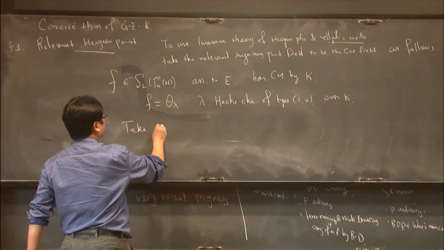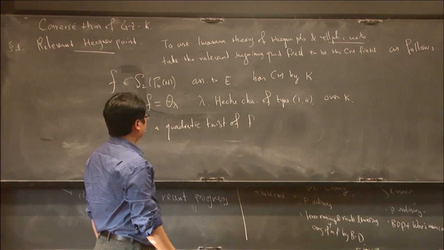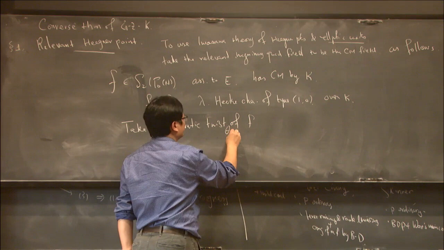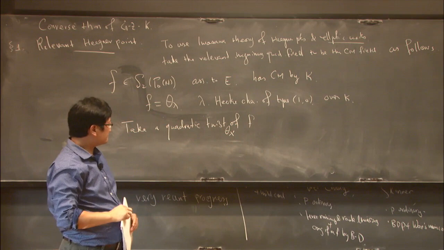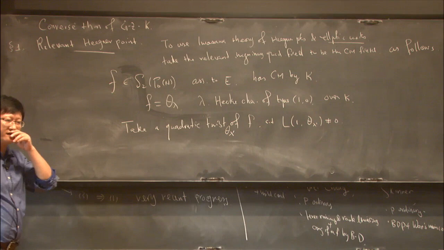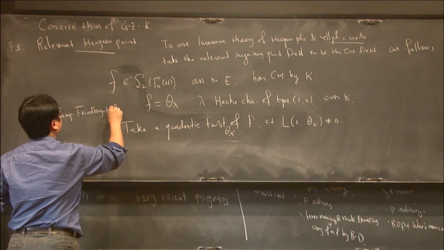Now take a quadratic twist of this F. Because F is CM, the quadratic twist is also CM, and also with trivial central character. I can write it as a theta series of lambda prime, with lambda prime self-dual. So take it such that this quadratic twist has a non-vanishing central value. This is by Bump, Friedberg and Hoffstein. We can do this.